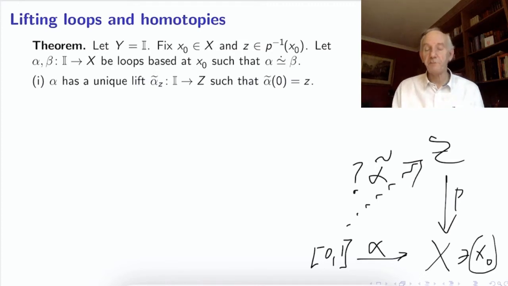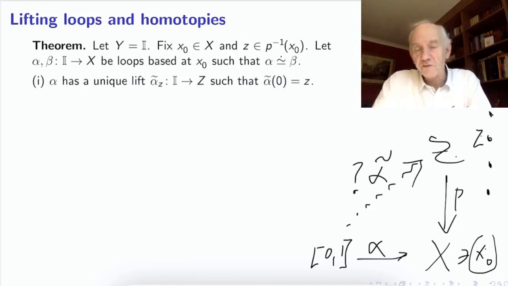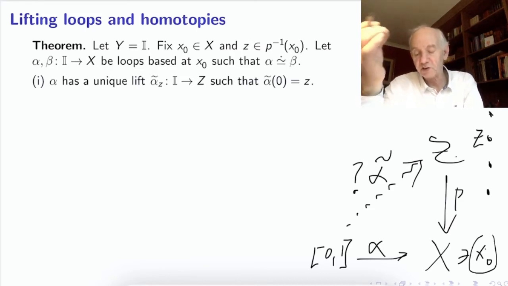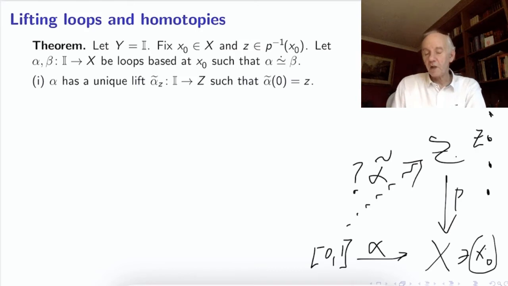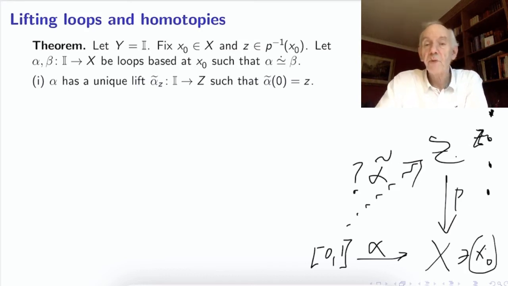Now I've fixed a point in the inverse image of x0. So this is a covering map, so the inverse image of x0 may have several points, or maybe an infinite number of points. I've chosen one, z. Just as before, when I did the real numbers over the circle, I chose 0 as my starting point. I might not have a distinguished point to start at, but I can choose one and call it z. So that will be my base point in the covering space Z.